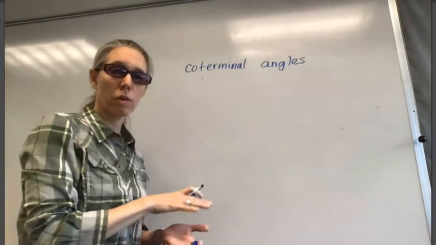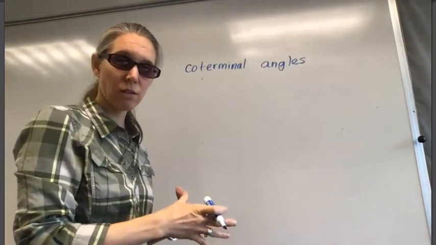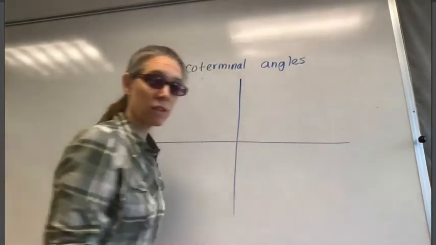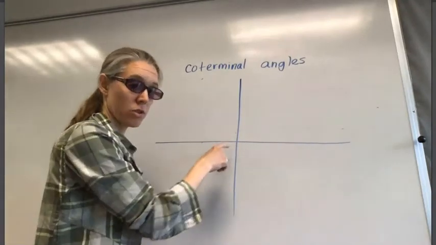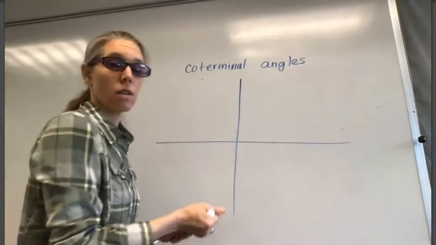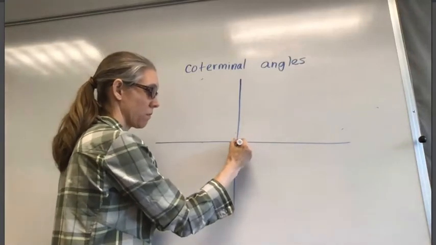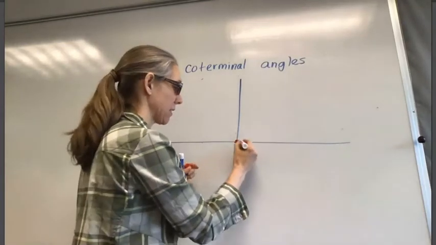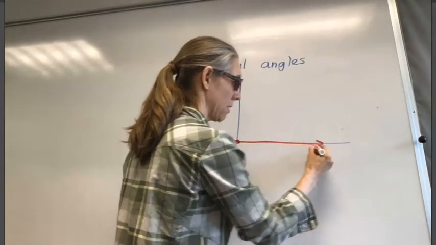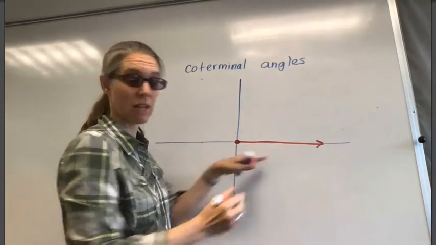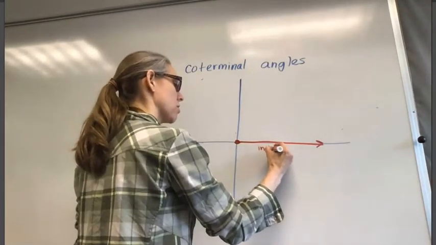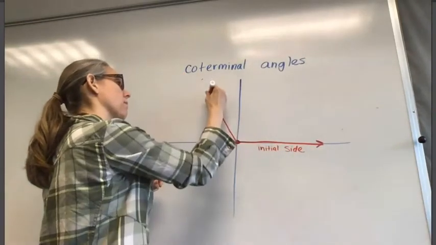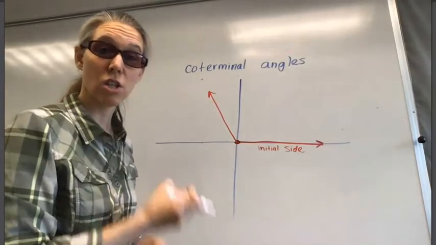We will be interacting a lot with angles that are on an XY plane where the vertex of the angle is at the origin. The vertex is at the origin, and one of the rays is on the positive x-axis. This is the initial side. The other ray is called the terminal side.